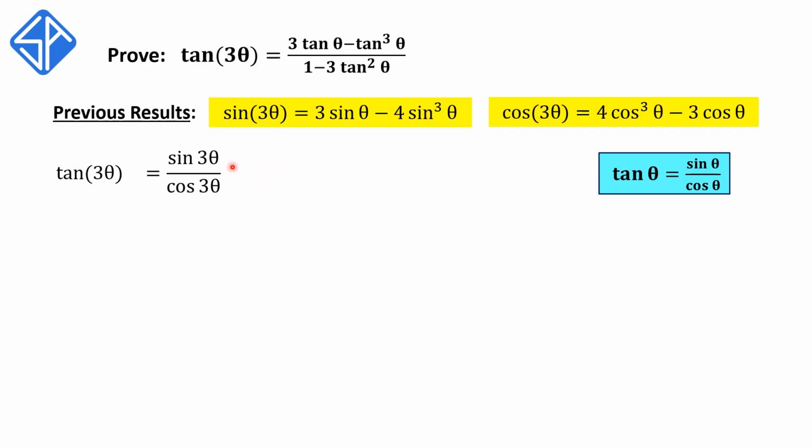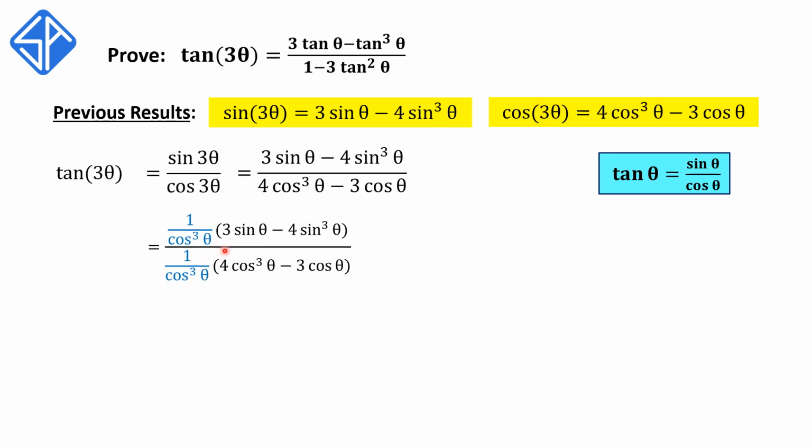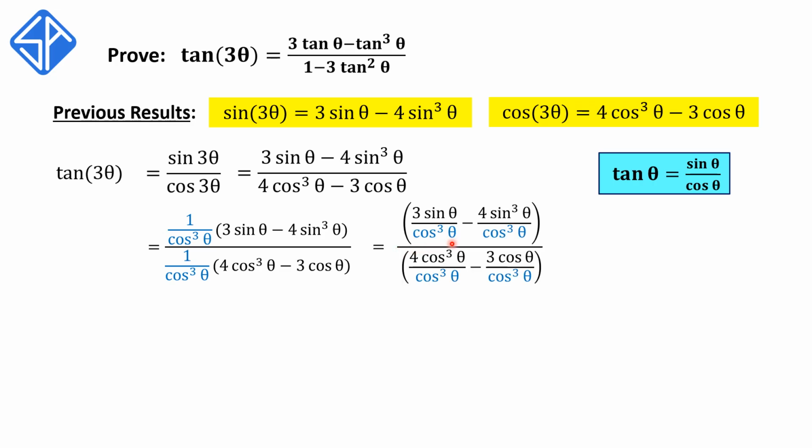We're then going to replace the sin 3θ with this expression and the cos 3θ with this expression, giving us tan 3θ being equivalent to 3 sin θ minus 4 sin³θ, all divided by 4 cos³θ minus 3 cos θ. But because the expression we're trying to get to is expressed all in terms of tan θ, we're going to divide top and bottom by cos³θ. This is equivalent to dividing every single term on the top by cos³θ and every single term on the bottom by cos³θ.